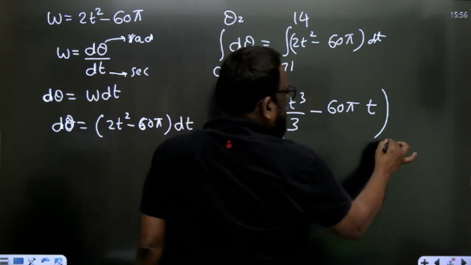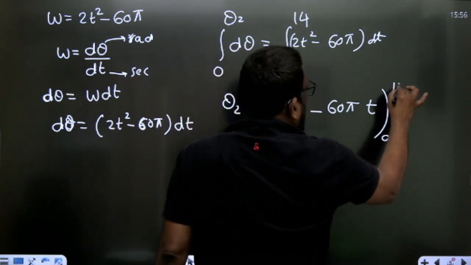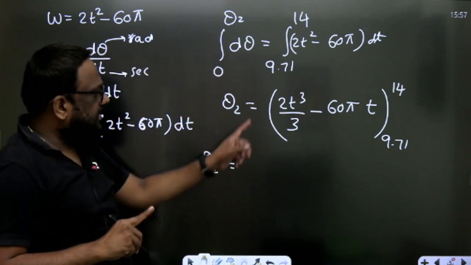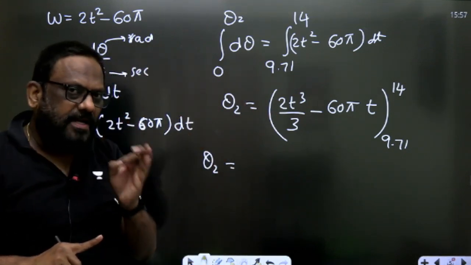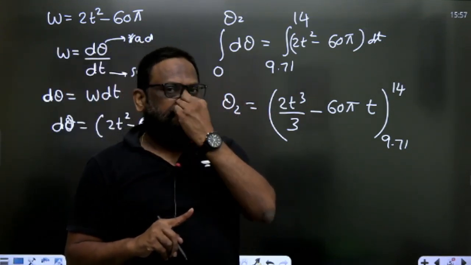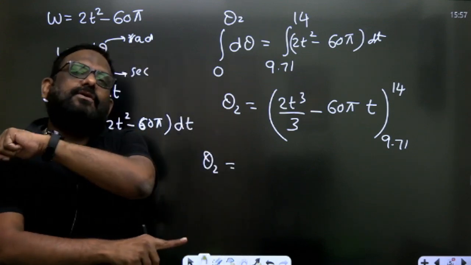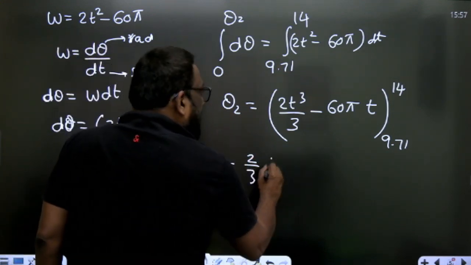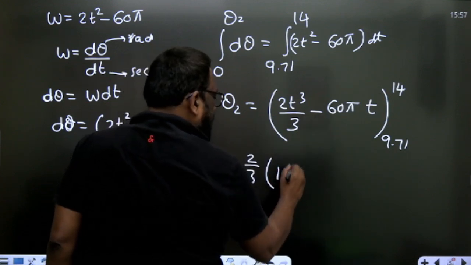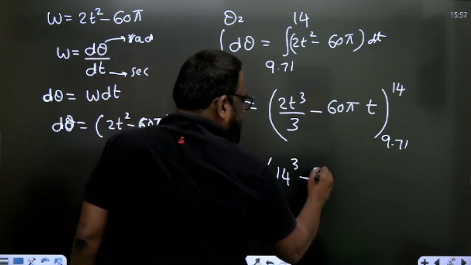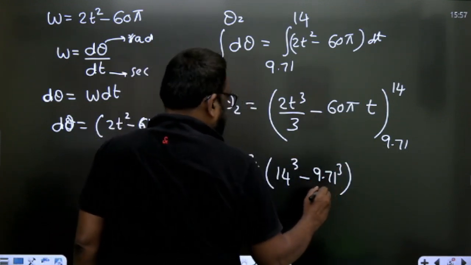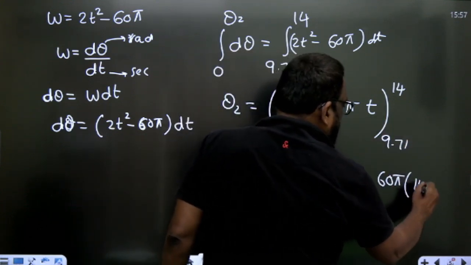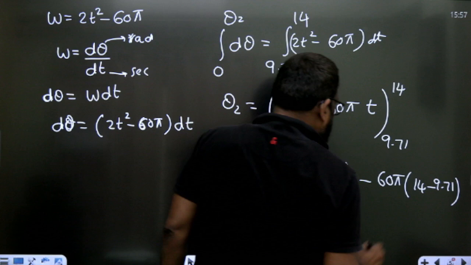Now limits are 9.71 to 14. So theta 2 will be equal to, actually you should get this value positive. If you are not getting positive means you have committed mistakes somewhere, because already clockwise you have calculated. This should be anti-clockwise. Let me check. 2 by 3. The upper limit is 14 cube and the lower limit is 9.71 cube. ठीक है, minus 60π. The upper limit is 14 and the lower limit is 9.71.